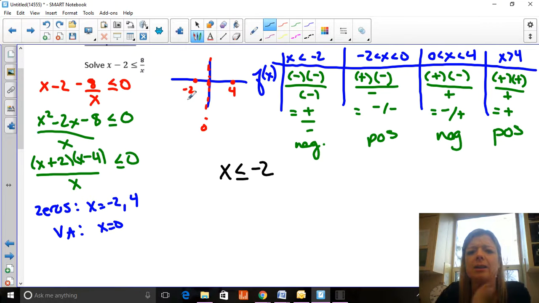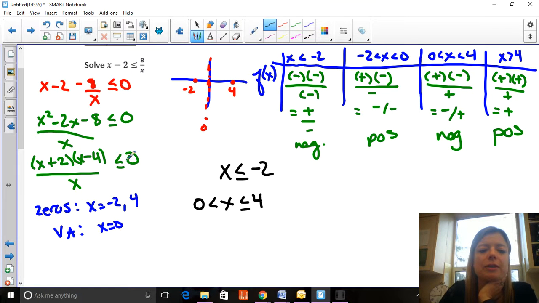Between -2 and 0 is positive, so that doesn't work. But between 0 and 4, it's negative again. At 0, that's an asymptote, so I can't include it in my solution, but I am including 4 because that's an x-intercept. Again, my question was asking for less than or equal to 0. If this was just less than, then I wouldn't include this, but it's less than or equal to 0, so that takes a bit more thinking on my part.